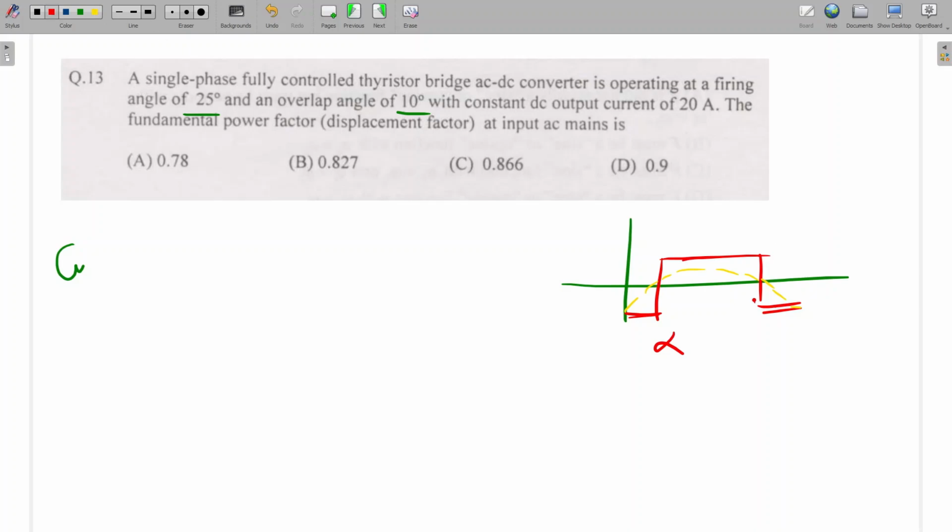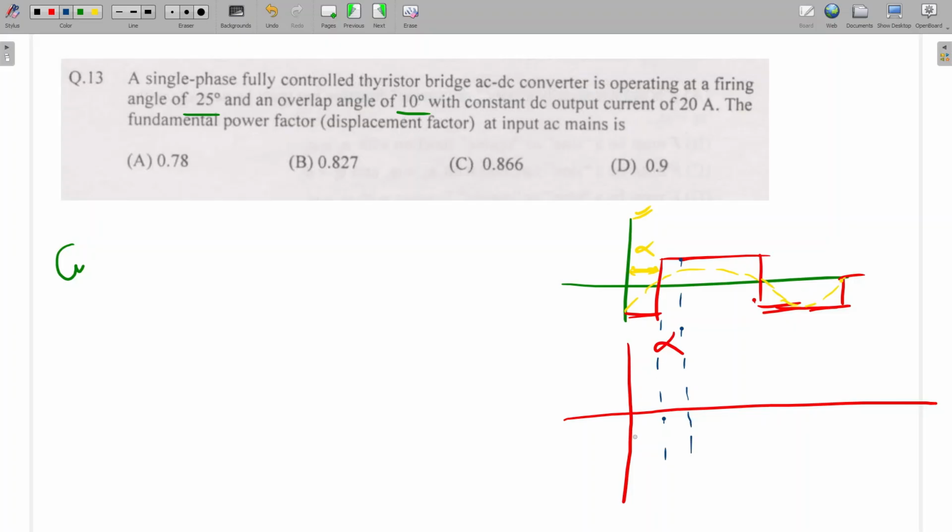Already I have done the Fourier analysis for this one also. So this will be the fundamental current. If you see the angle from the starting, this is the reference source voltage angle. This is alpha. But what will happen if overlapping is there? In case of overlapping, the current shape will be like this, not like the earlier one. Let's say this is mu. It will start from this one and go like this.